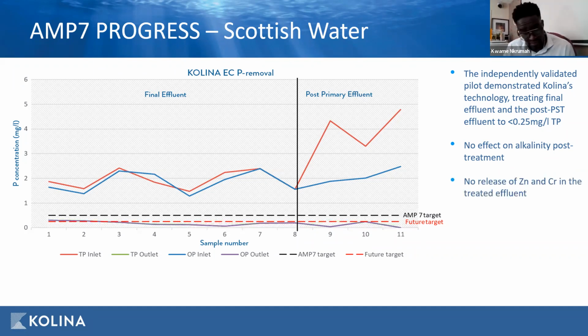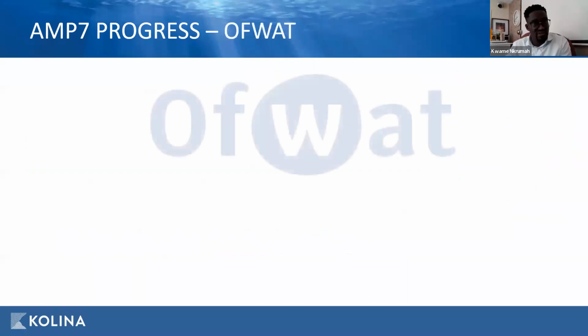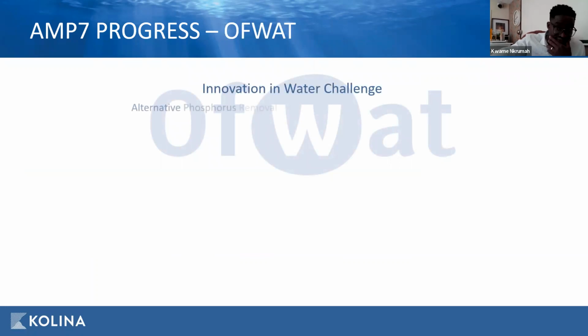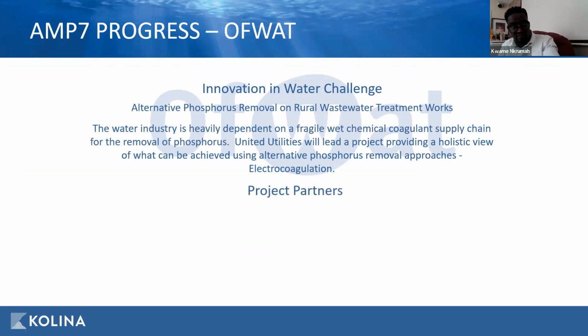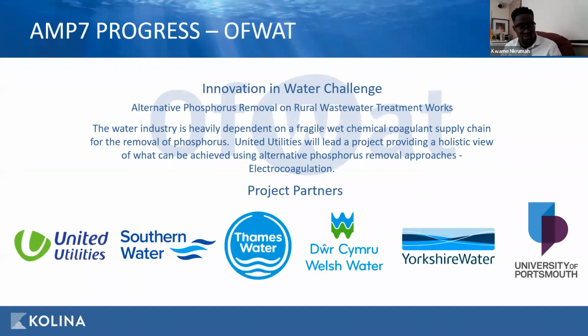We tested for, and again, stress, all this analysis and testing was done independently by Scottish Water and the accredited labs. And we tested for metals because, again, one of the questions around EC is whether there's any potential leaching of metals into the effluent stream. And we showed that that was not the case. We also had the added benefit of polishing COD down, which obviously wasn't our primary objective, but it helps. We are currently involved in a national off-water innovation challenge where we are working with quite a number of the water companies to address phosphorus removal. So there is scope for EC to do a lot more in addressing phosphorus removal.